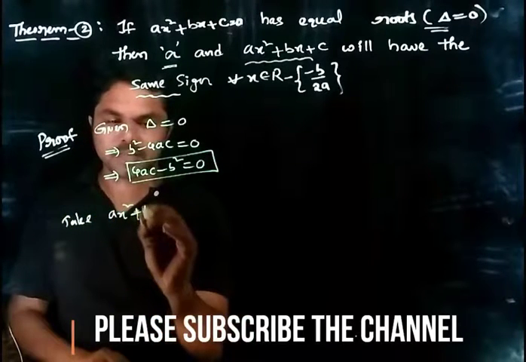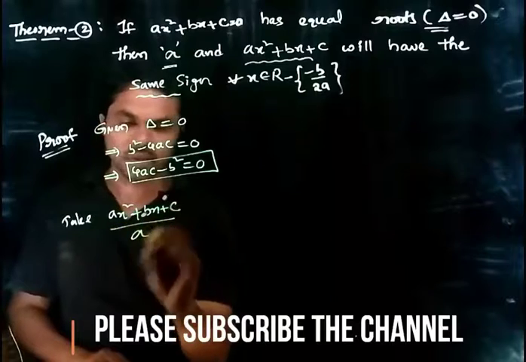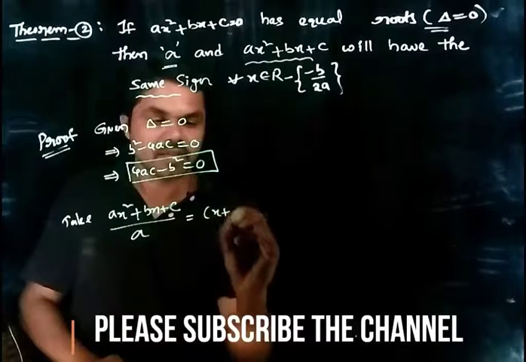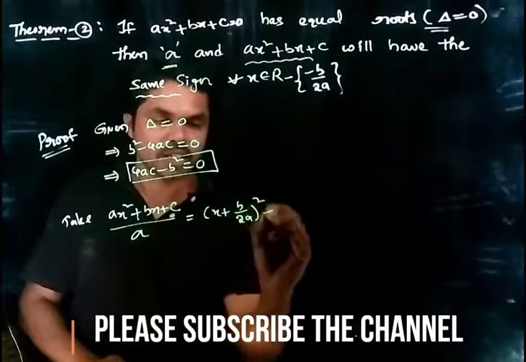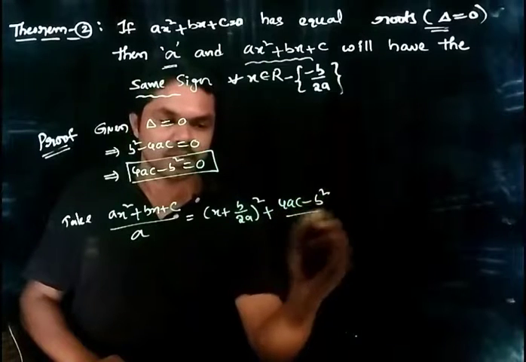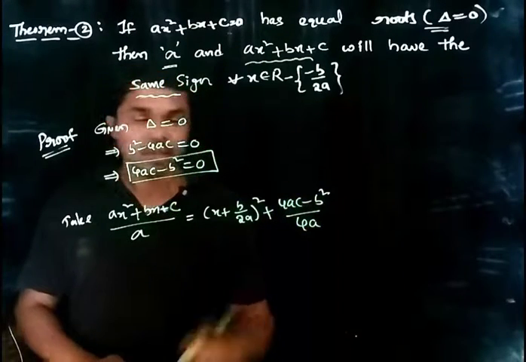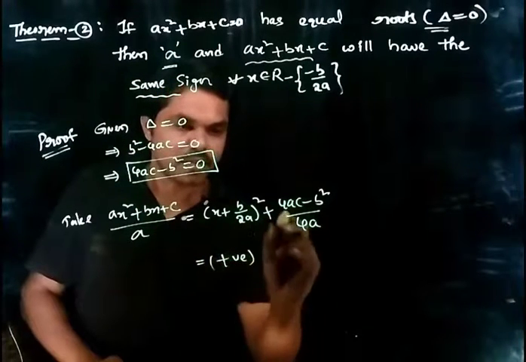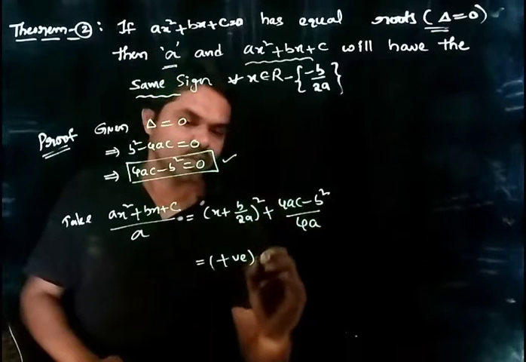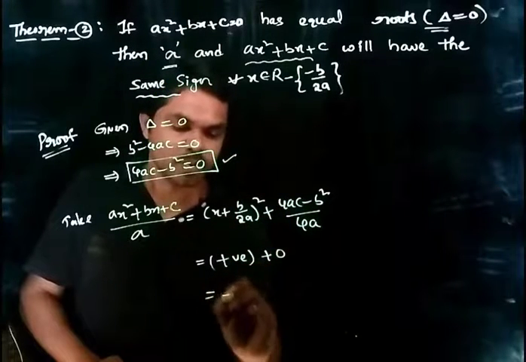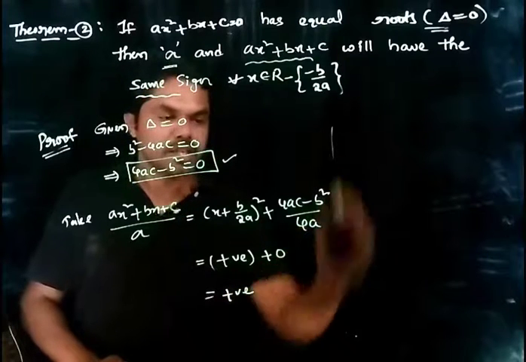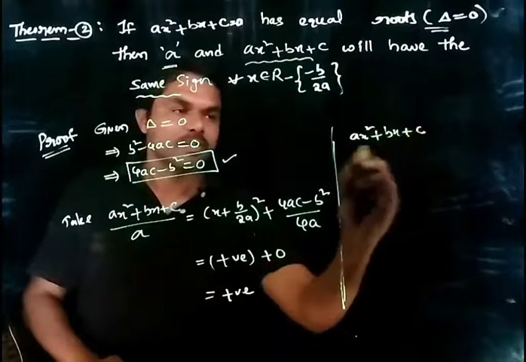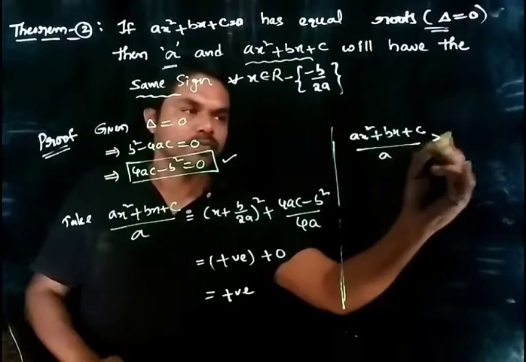Now take the value ax square plus bx plus c by a. According to the previous theorem's result, we can directly write this value is equal to x plus b by 2a whole square plus 4ac minus b square by 4a square. Right? So x plus b by 2a is under a square, so it is always positive, and the 4ac minus b square value we got is 0, so that term is 0. Positive value plus 0 is a positive value. So that means ax square plus bx plus c by a is positive.